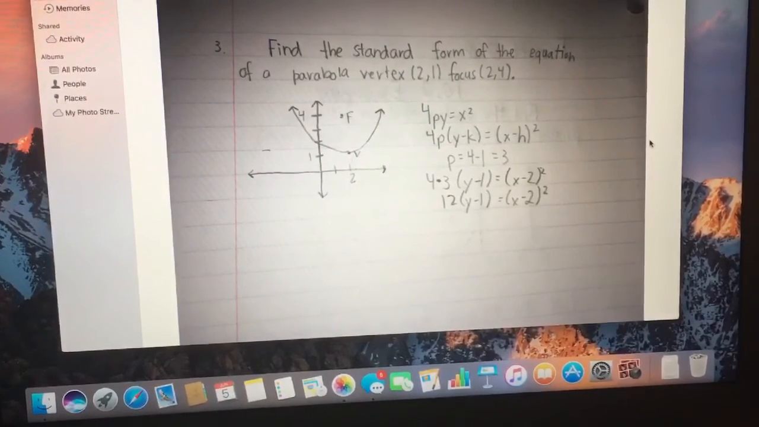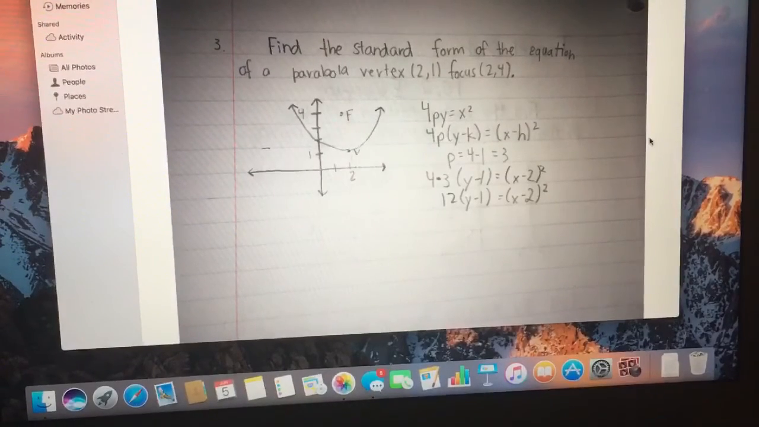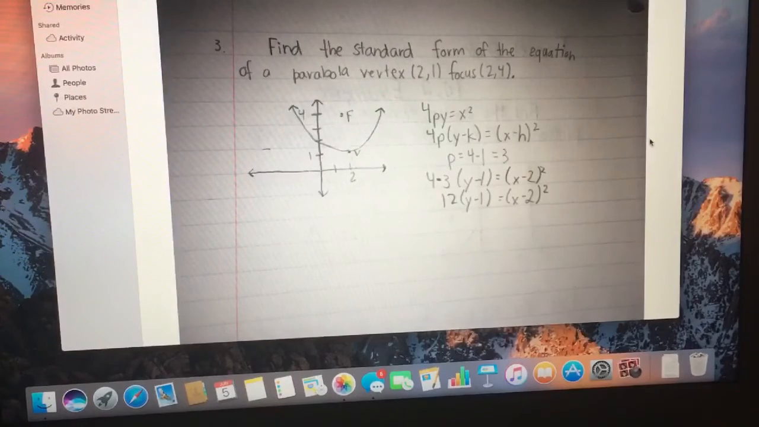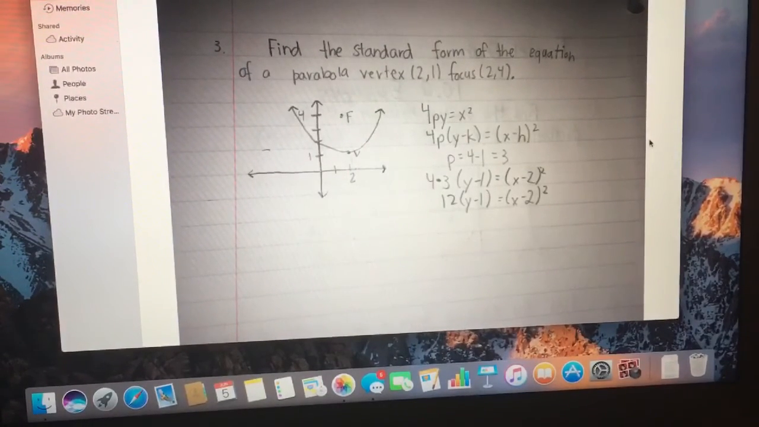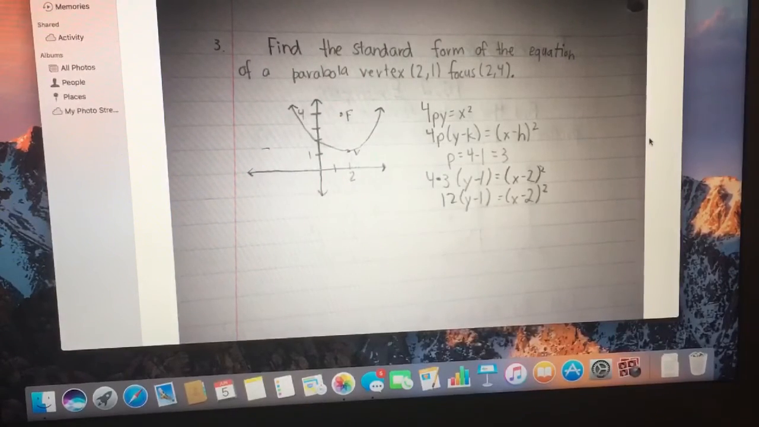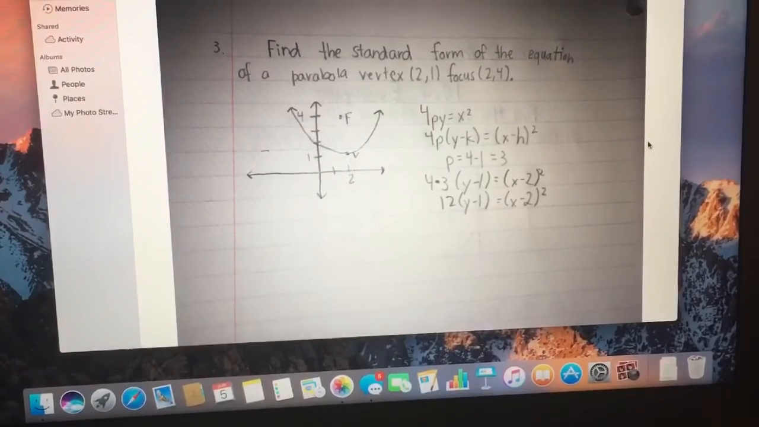So if I write my equation now, I'm going to have 4 times 3 times (y minus 1) equals (x minus 2) quantity squared. Simplify that just a bit. So 12 times (y minus 1) equals (x minus 2) quantity squared, and that's the equation in standard form.